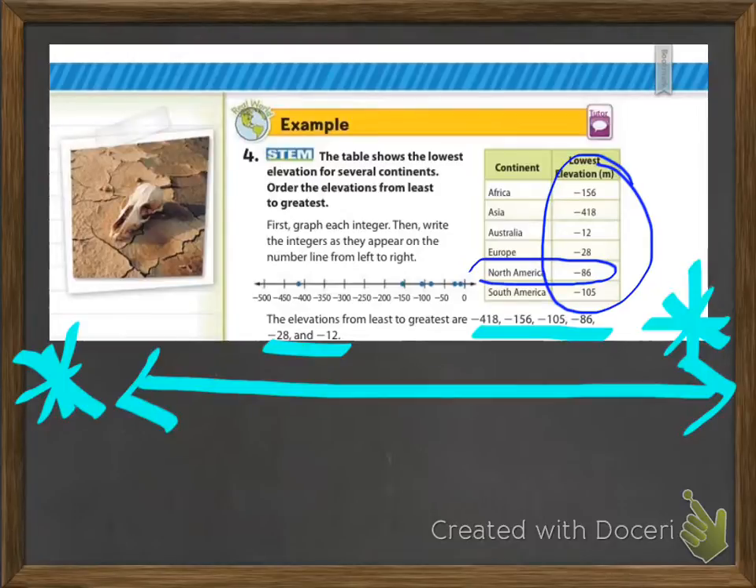One thing I want you to realize is that when we're talking about negative numbers, the bigger the digits are, the smaller the number actually is. It's sort of like the same thing with fractions. Remember, the bigger their denominator is, the smaller that one part of that fraction really is.